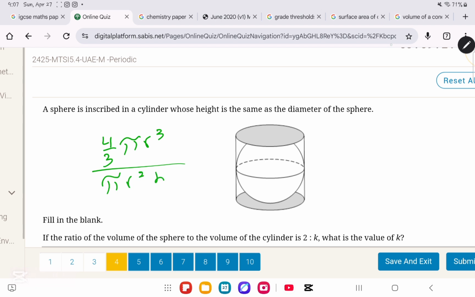Okay, let us simplify it. Before we start, let's simplify it. You can cancel this and this. You'll remove the 2 here and you'll remove the 3 here. Basically, this goes away. And you'll be left with 4 over 3 r over h.